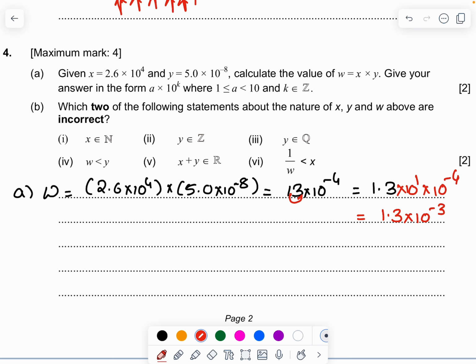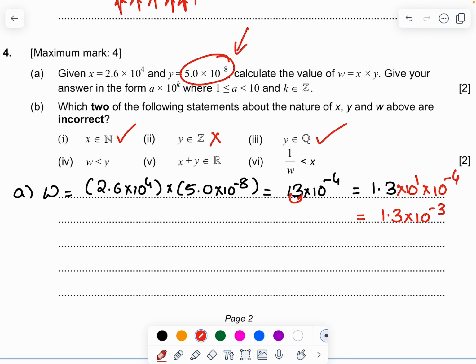Which of the following statements about the nature of x, y and w are true? X is a natural number. Yes, it's a natural number. Y is an integer? What is an integer? Positive numbers and negative numbers are called integers. But y is a fraction. 10 power negative 8 means fraction. It's a rational number, so that statement is wrong. Then y is a rational number? Yes, whenever it is 10 power negative 8, it is a fraction.